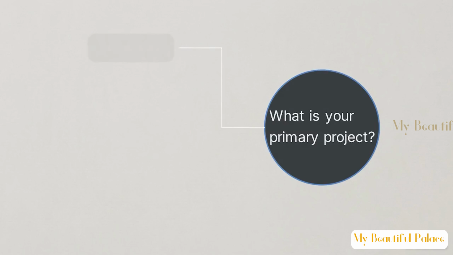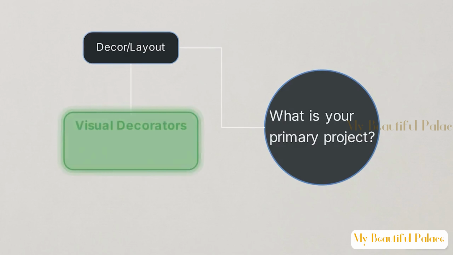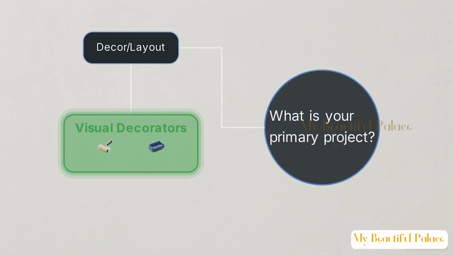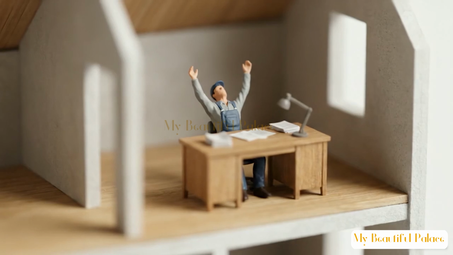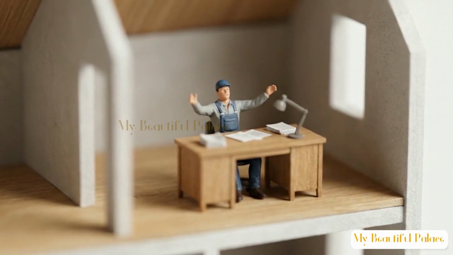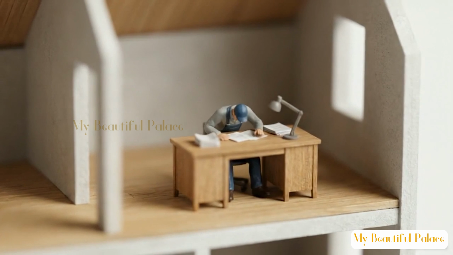If your goal is purely aesthetic, like testing paint colors, buying new furniture, or rearranging a room, and you want results quickly, use HomeStyler or Planner 5D. If this is your goal, avoid SketchUp. The learning curve will kill your momentum before you even place your first couch.